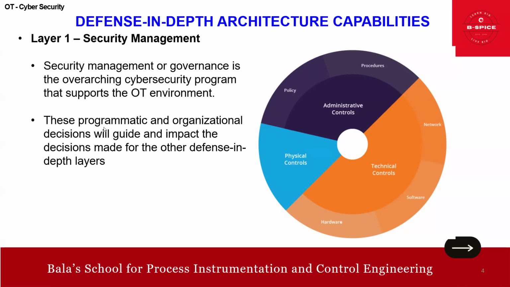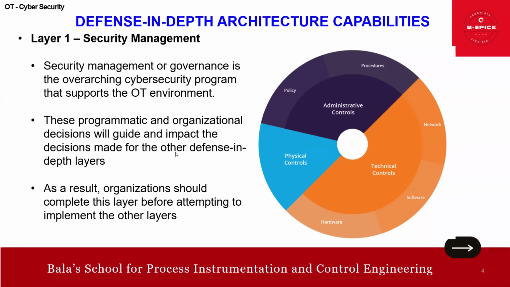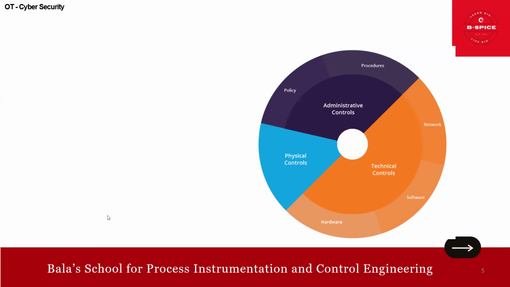That's the point. These programmatic and organizational decisions will guide and impact the decisions made for the other defense in depth layers. Basically, this is the overall policy and procedure, administrative controls. What is what, and how, we have already dealt with in the IEC 62443 series of videos. As a result, organizations should complete this layer before attempting to implement the other layers. That is the point here.